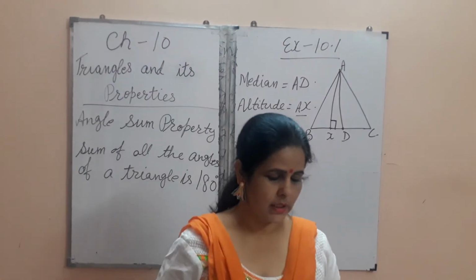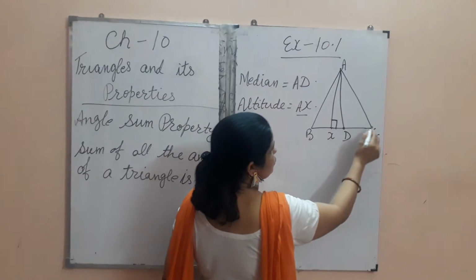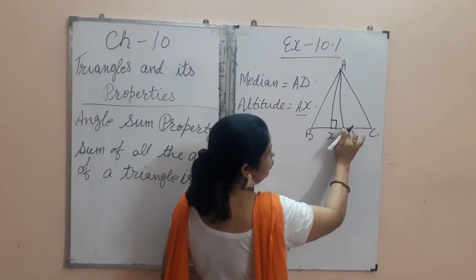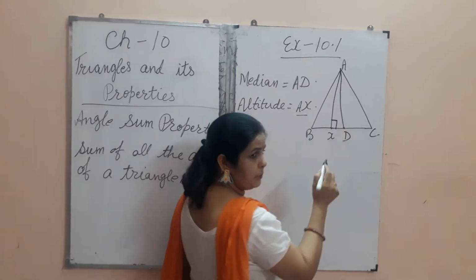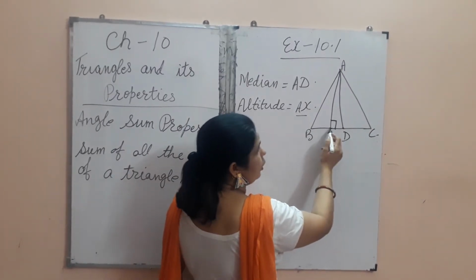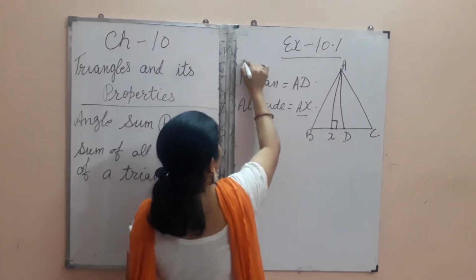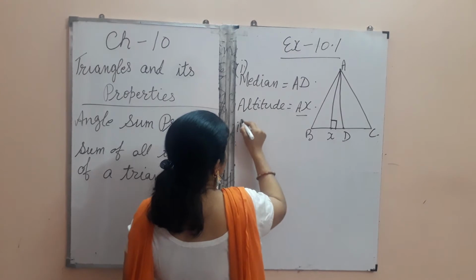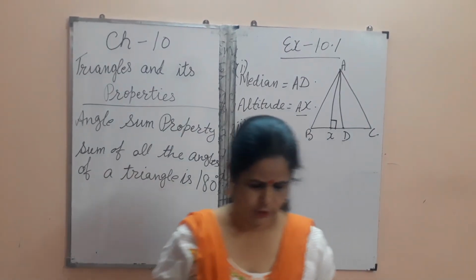Now next question is BX equals to XC. As I have told you, D is the midpoint of this line. So BD will be equal to DC. BX will not be equal to XC. So the answer of this is first and this is second. The answer of this second part is no.